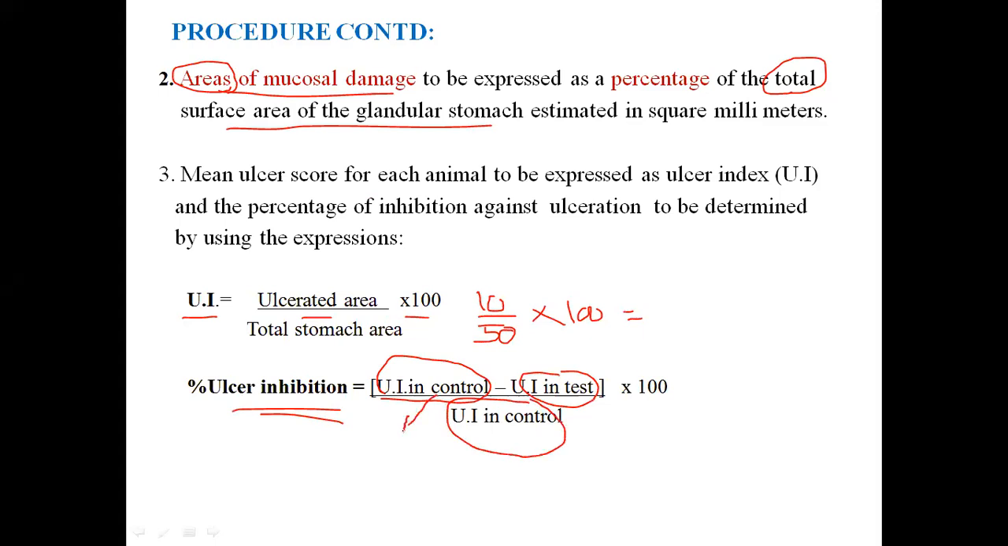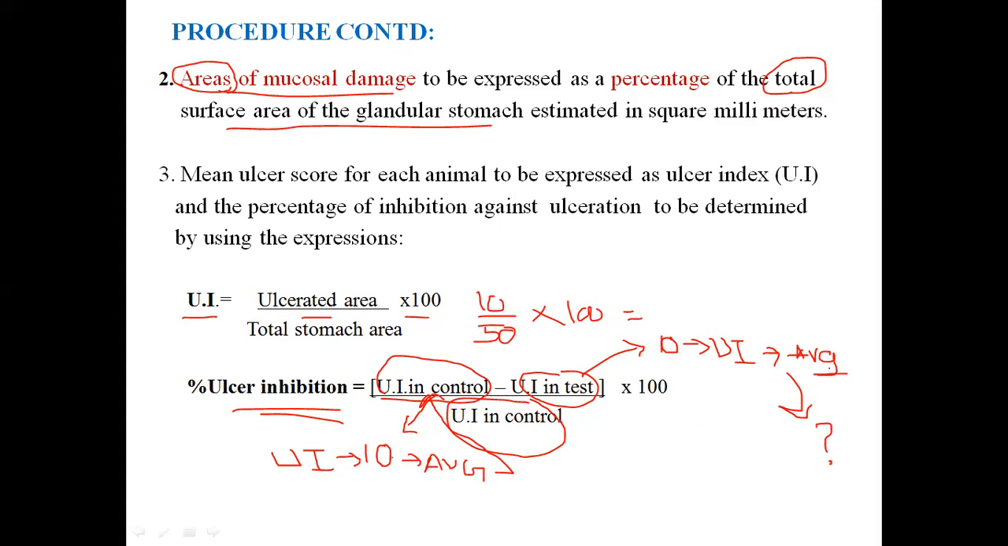Control means you are taking 10 animals in one group. So you are calculating the ulcer index for 10 animals, and then you are taking the average of this, and this average you are putting here. Similarly for the test also, you are taking 10 animals, calculating the ulcer index of the 10 animals, and then calculating the average. So why are we going for the average? The answer is we want to reduce the errors, and we can get an exact value. That's why we are taking the average. So this is percent ulcer inhibition.